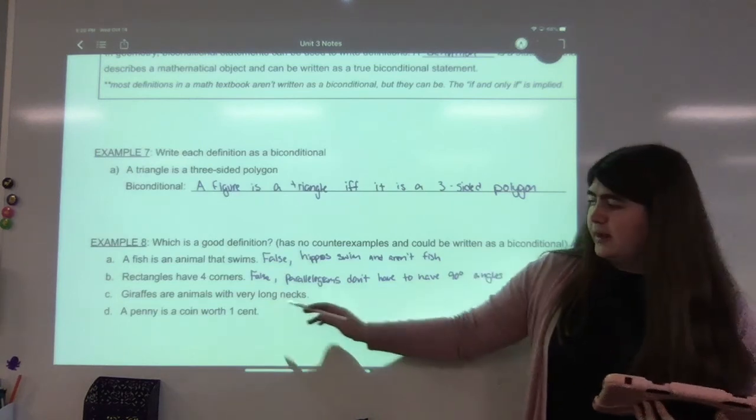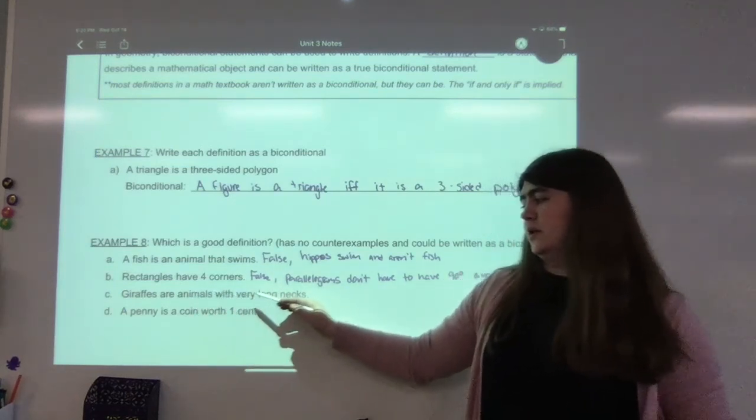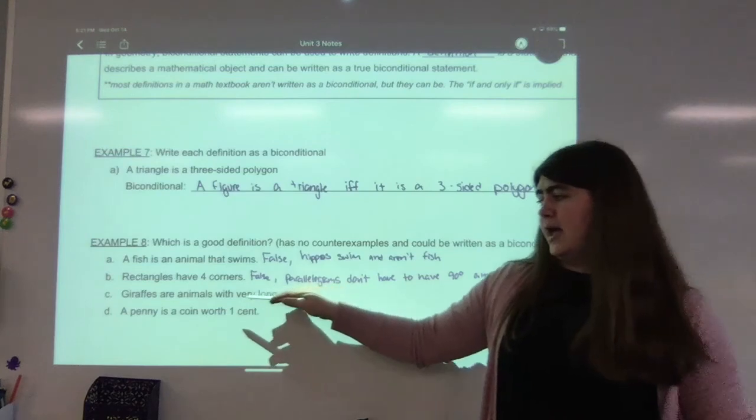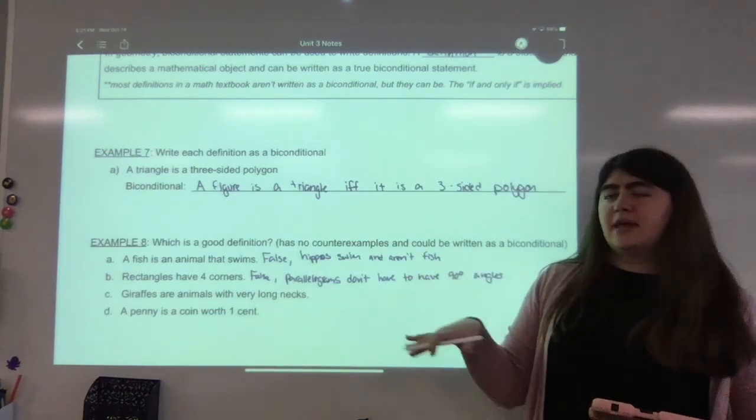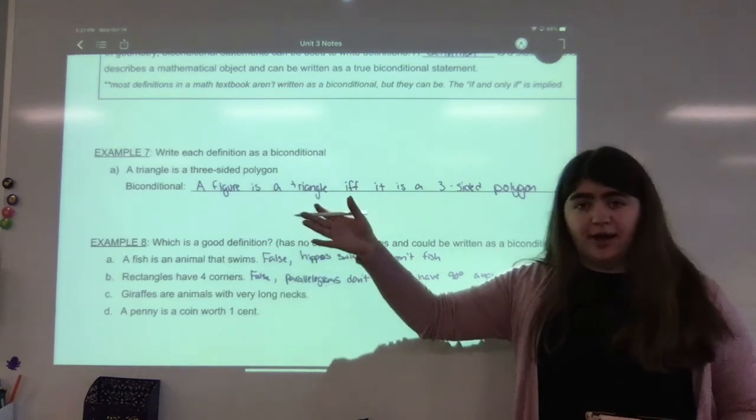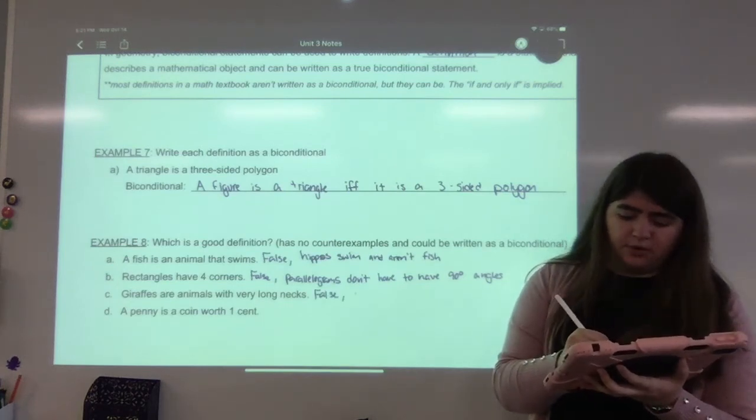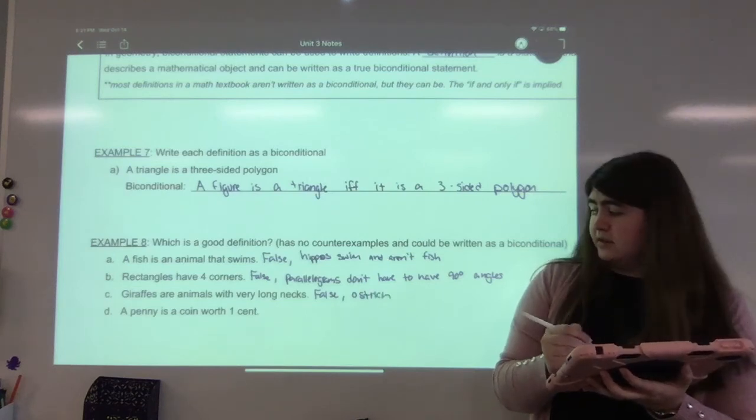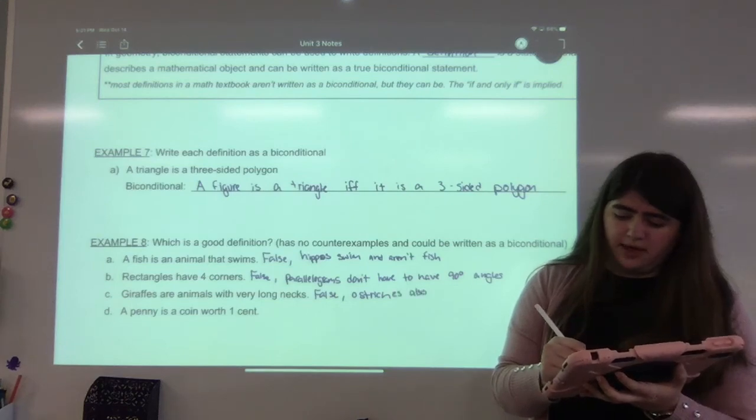All right, giraffes are animals with very long necks. If it is a giraffe, then it is an animal with really long necks. If the animal has a very long neck, then it is a giraffe. Okay, that doesn't work because ostriches have very long necks and they're not giraffes. So we can say false, and our example is an ostrich. I don't really know how to spell that, so that's my guess. False, ostriches also have long necks.